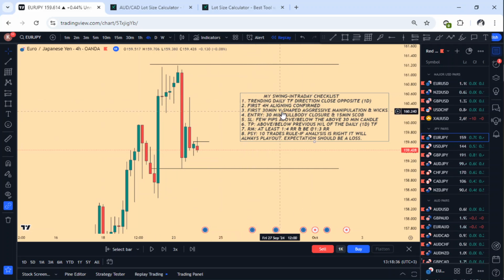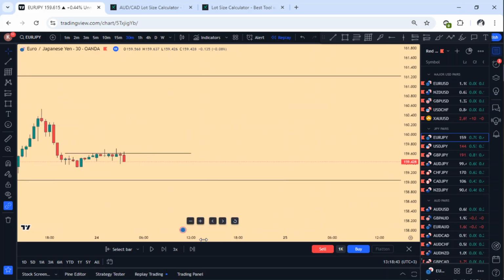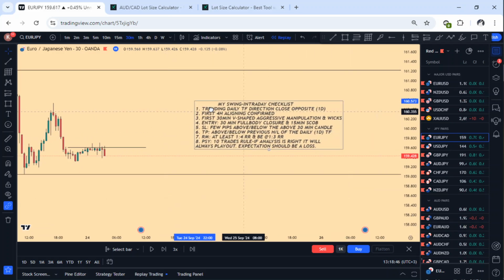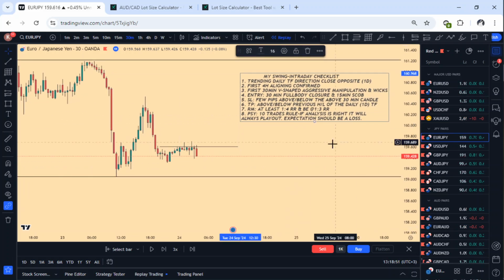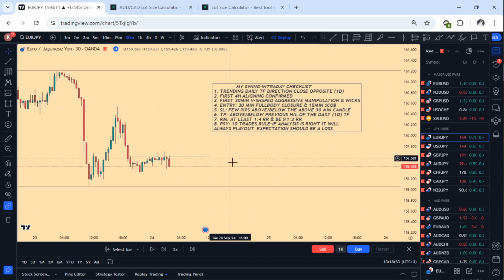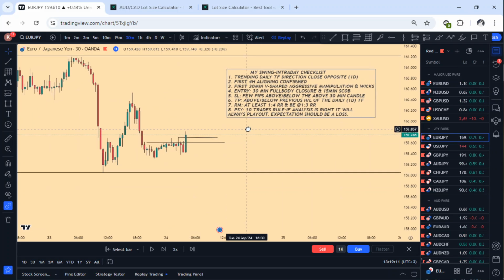Next we go to the first 30 minutes, V-shaped aggressive manipulation and wicks. So we go to 30 minutes to look for wicks, especially the wicks after a push down, and after that wick we will look for a bullish candle in 30 minutes. That is what the entry is, but the entry is not yet. So we look for first V-shape aggressive manipulation and wicks in this direction, the manipulation. So let's see. Now immediately it starts by taking the high, which is always high probability. When a candle takes the high of the previous one, it's always very good and high probability.